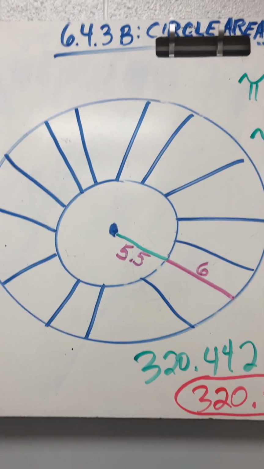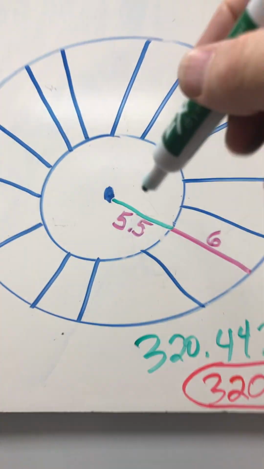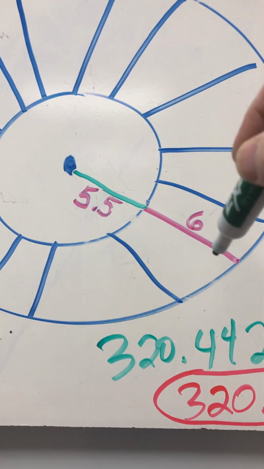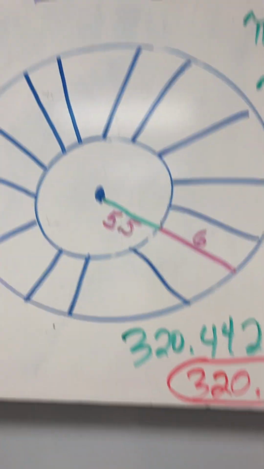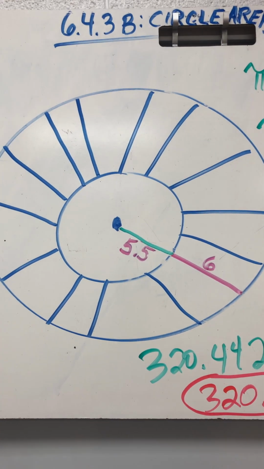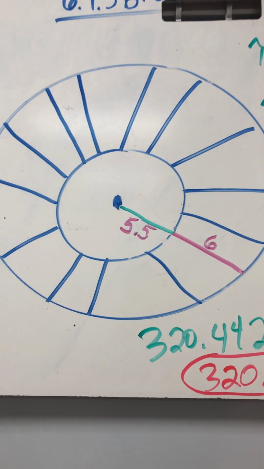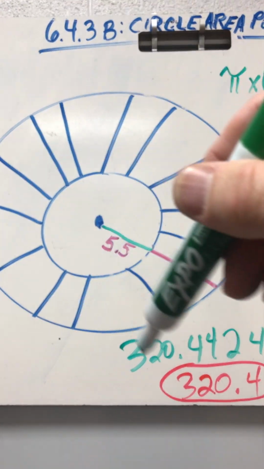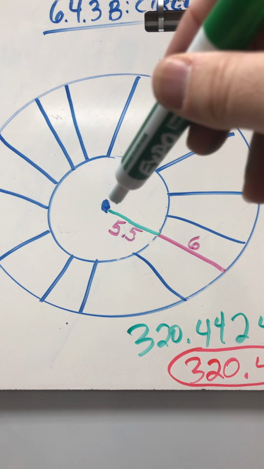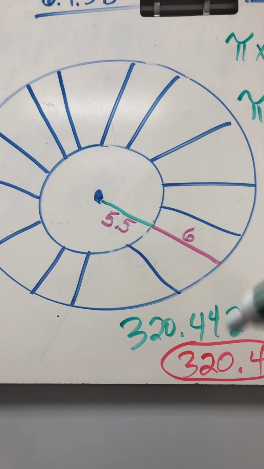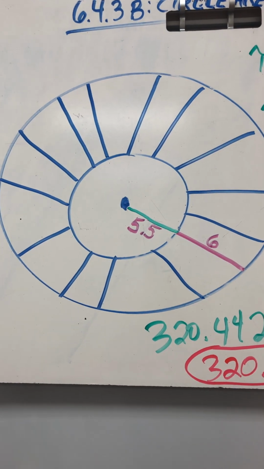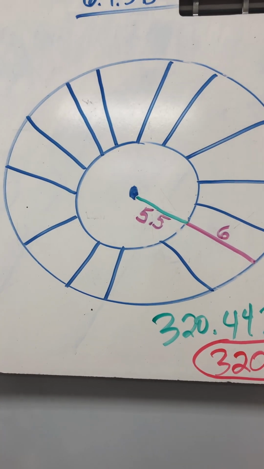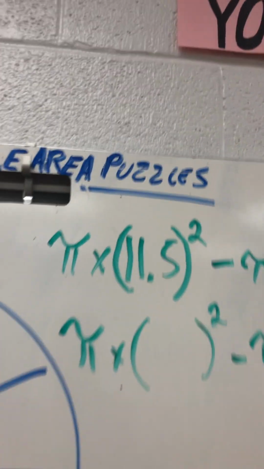So here's what's going to happen. Do you see that this piece here is 5.5 and this piece here is 6? Well, the area of a circle is pi r squared, pi times radius squared. So what's the radius of the entire circle? Hopefully you will agree that we're going to take 5.5 plus 6 to get 11.5. So we're going to do pi times 11.5 squared. Just like that.